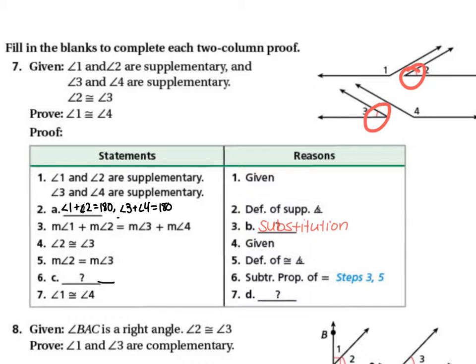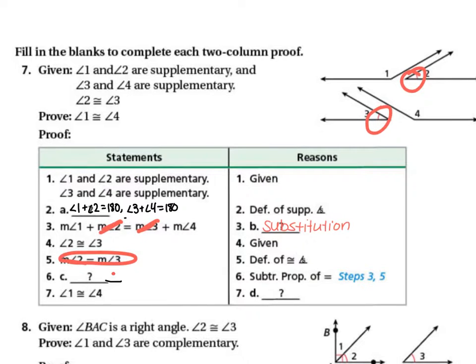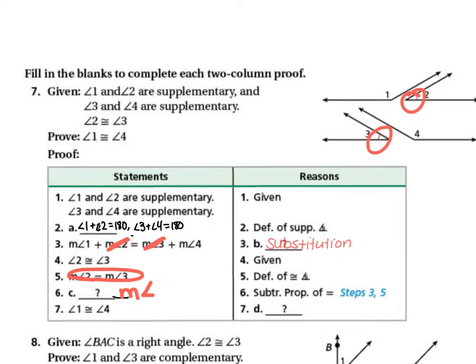Good. So if you're subtracting something, the only thing you can subtract is something you've already said are congruent. So we said that 2 and 3 are congruent, which means I can subtract 2 from this side and 3 from this side, which would leave you with the measure of angle 1 equal to the measure of angle 4.